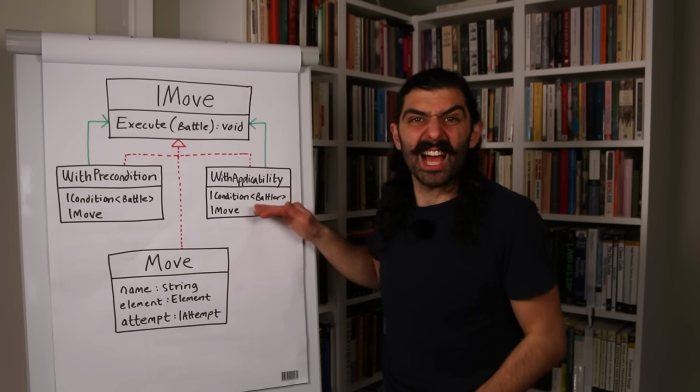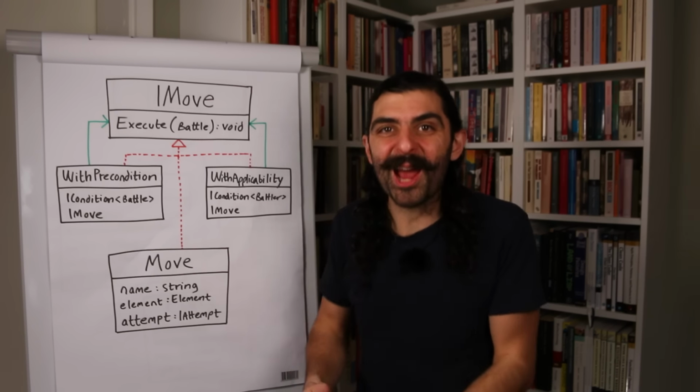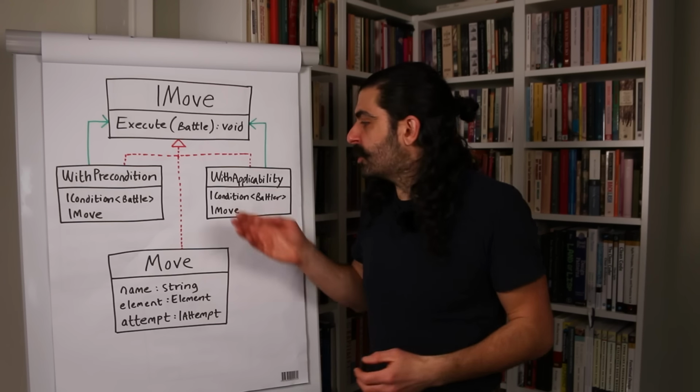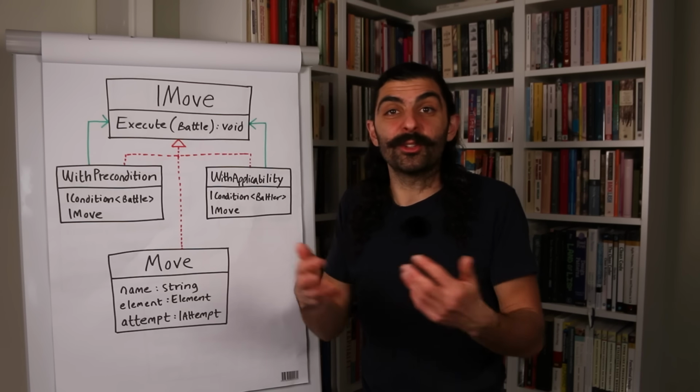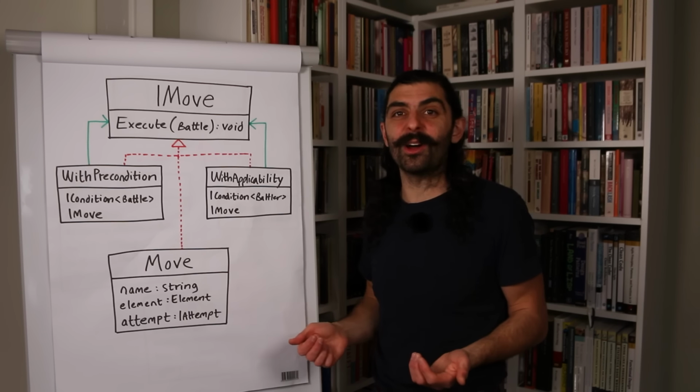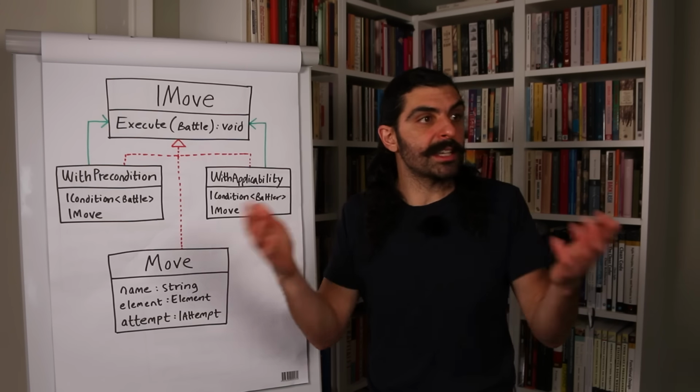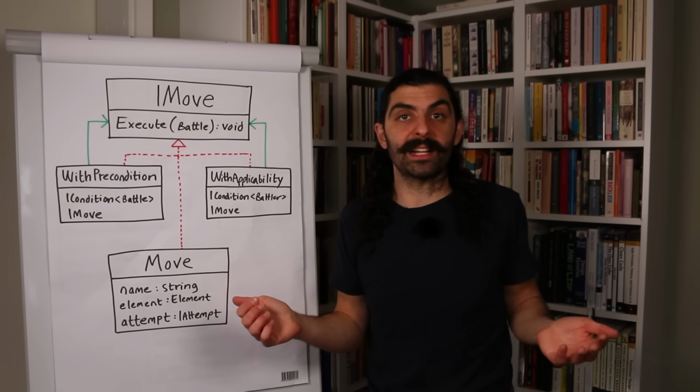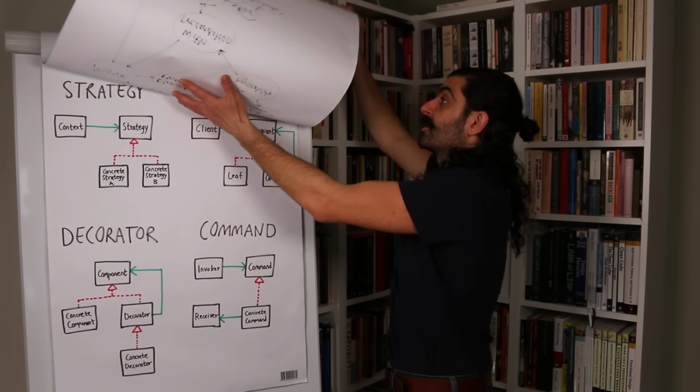The with applicability type fundamentally does not care what condition we give it. It just runs the check method on the condition we give it to determine whether the move should be executed or not. It just needs a condition. It doesn't care which condition it gets or how that's implemented. Let's go back to the patterns.